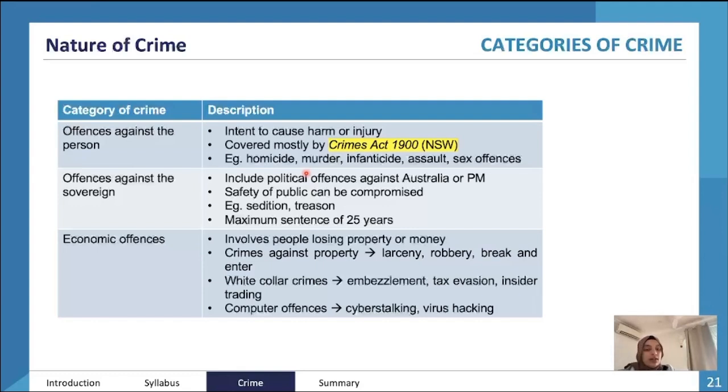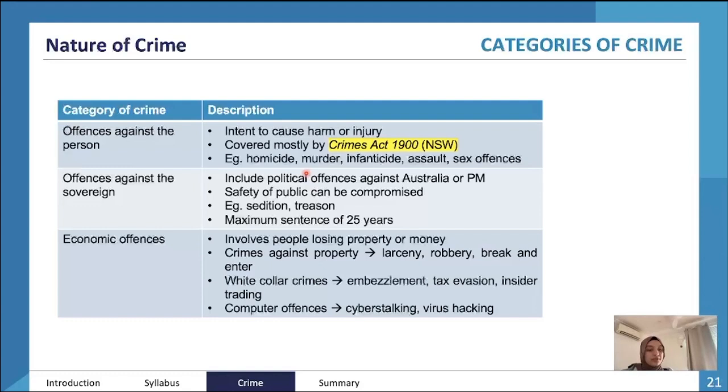Most of this will be covered in the legislation that I'm sure all of you know of if you've gone through any part of crime before, which is the Crimes Act 1900 NSW. This is the most important legislation for crime. Please, please, please know it. The examples of this are quite self-explanatory. Things like homicide, murder, infanticide are all examples of offences against that specific person.